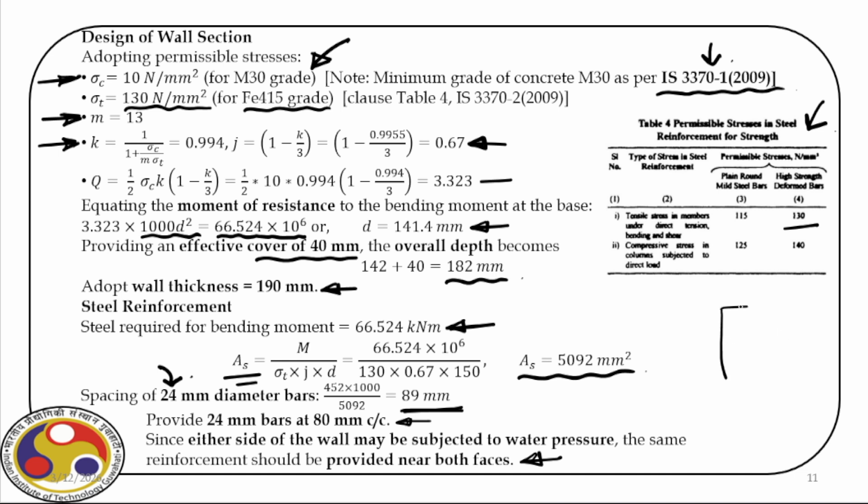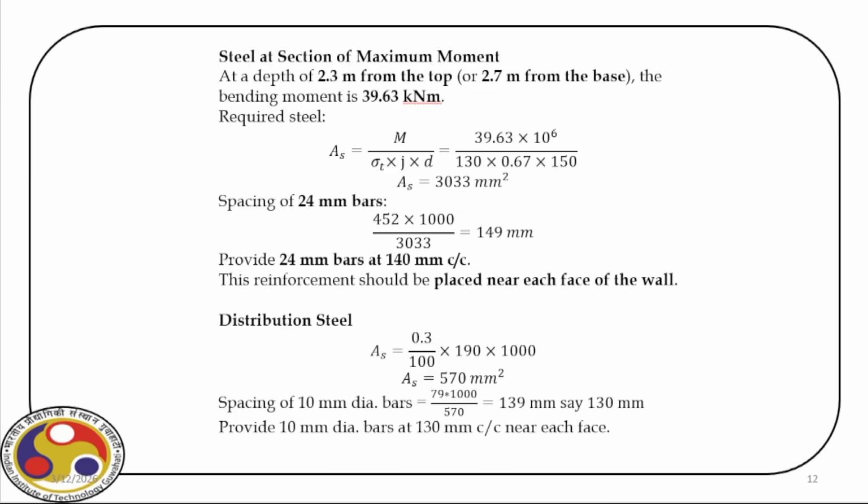So if we have, this is the wall within the reservoir, and this is the case when we have water on both sides, or we can have water on either side, and for that we have already designed, and the situation may reverse, and that's the reason we provide the same reinforcement on either side. We will go through the detailing in a minute. So the first requirement of steel is met, which is here 24 millimeters diameter bar at the rate of 80 millimeter center to center.